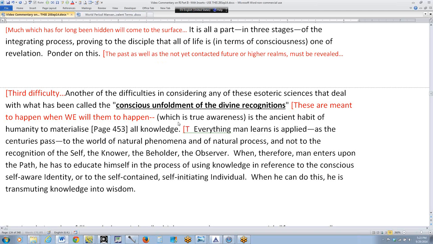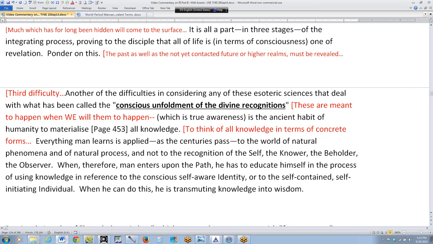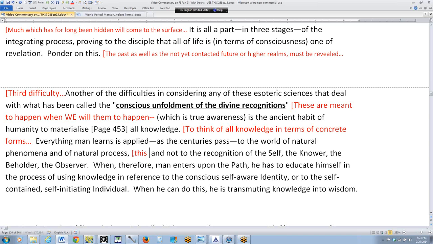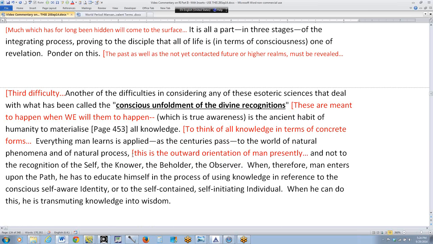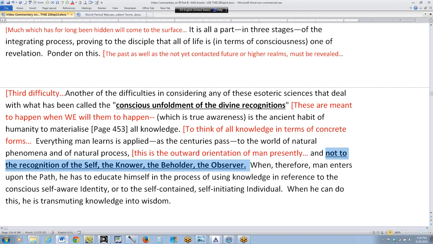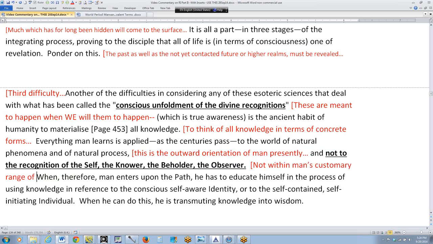The conscious unfoldment of divine recognitions, which is true awareness, is hindered by the ancient habit of humanity to materialize all knowledge, or let's say to think of all knowledge in terms of concrete forms. Everything man learns is applied, as the centuries pass, to the world of natural phenomena and of natural process. Yes, because this is the outward orientation of man presently, and not to the recognition of the self, the knower, the beholder, the observer.